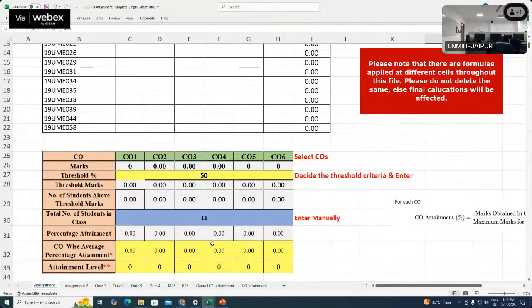This is the same thing what we are doing in the course also. But here you can see what calculations we are doing.